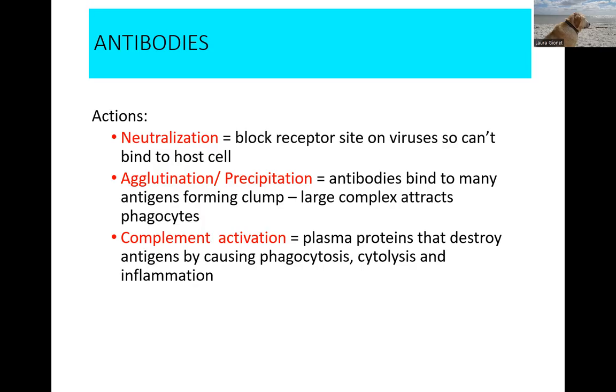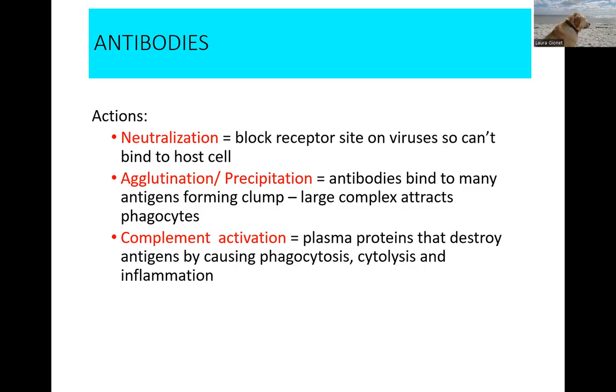And then it stimulates complement activation, a cascade of reactions that produces those complement proteins. Those are plasma proteins that help destroy antigens by causing phagocytosis, cytolysis, meaning just breaking the cell entirely, and inflammation.